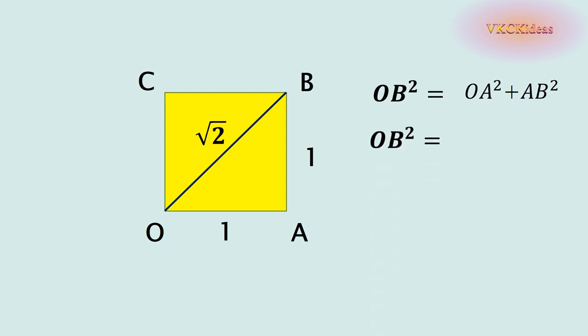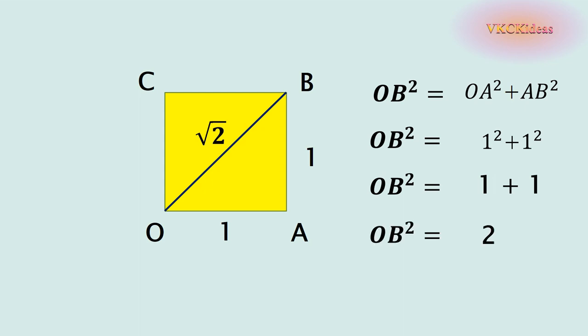Okay, to know OB square, we have to substitute the values of OA and AB. OA is 1 unit and AB is also 1 unit. 1 square plus 1 square is equal to 1 plus 1, because 1 square is 1. OB square is equal to 2. This is the equation. OB square is equal to 2 is an equation.